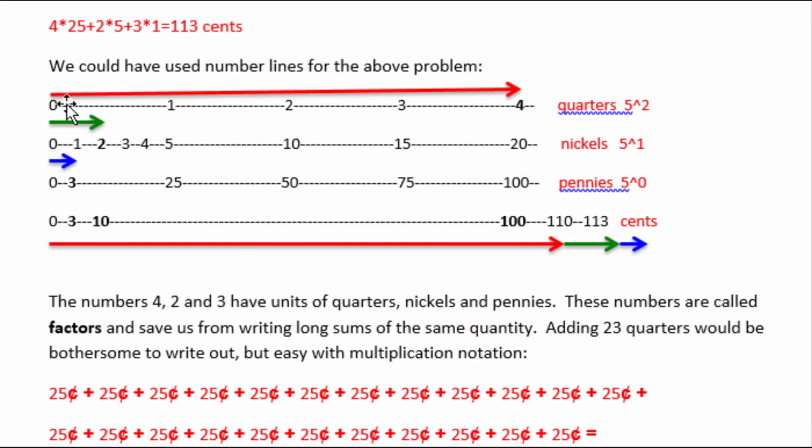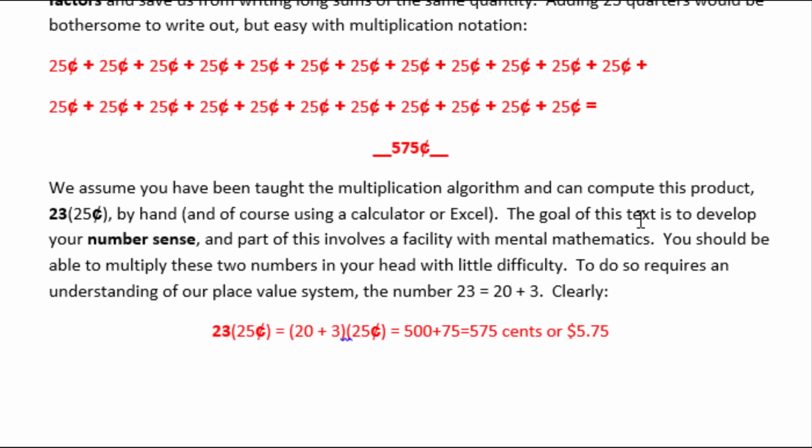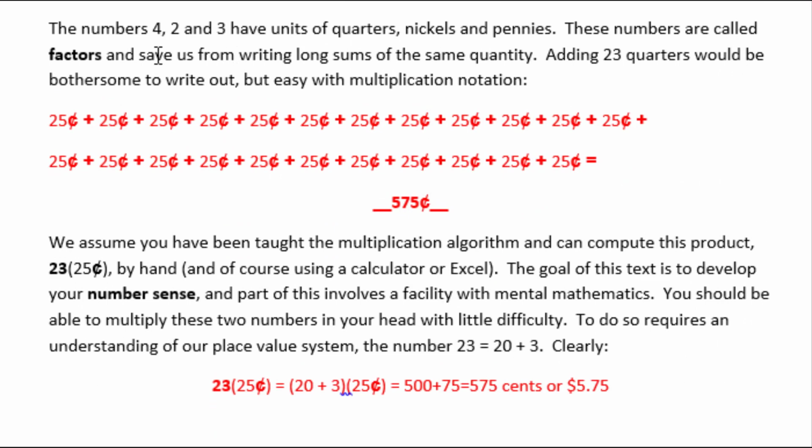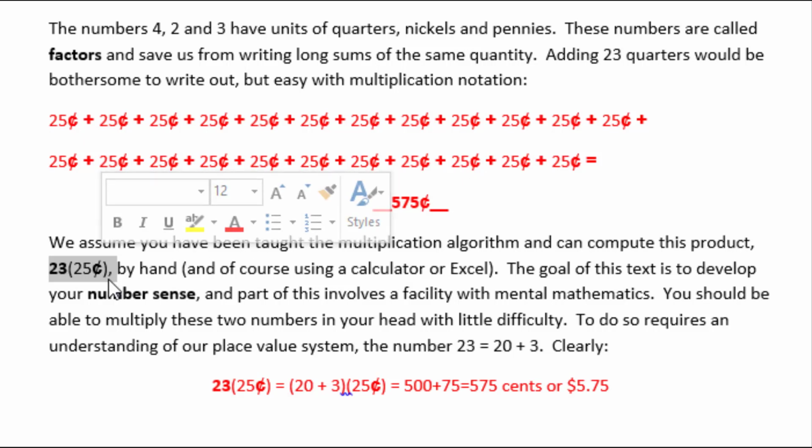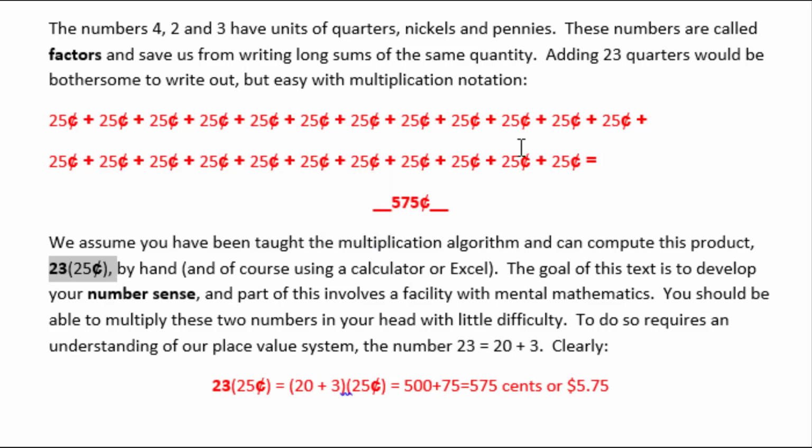Now we put these on a number line. We get 4 quarters, which is 100 cents, 2 nickels, which is 10 cents, and 3 pennies, which is 3 cents. You add those together, you get 113. So what if you had this? Yeah, adding 23 quarters would be bothersome to write out, right? You can see 23 quarters is a pain. But the way you can do this is you can multiply 23 times 25, because all multiplication is a shortcut for repeated addition.